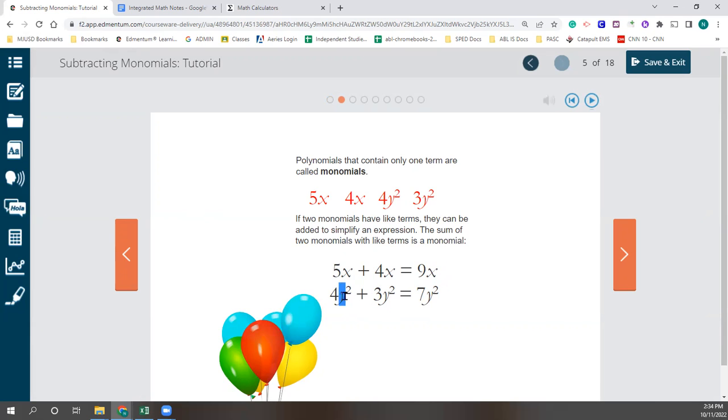In this one, there's a y with the exponent of a 2. That's y to the second power, or y squared, plus y squared equals y squared. They got to be the same. Apples to apples, oranges to oranges.